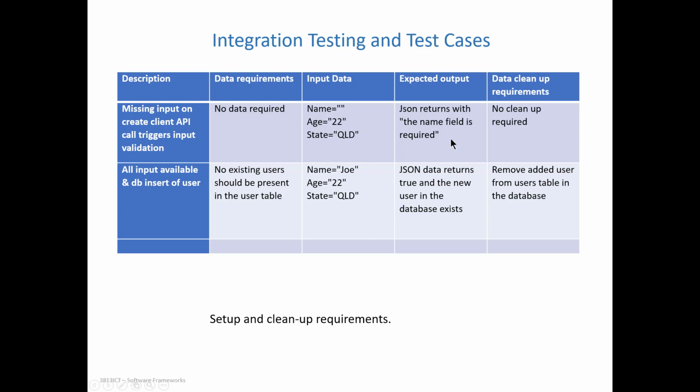Here we just have some examples of integration tests and their test cases. If we're missing an input on the client create API, it should then trigger some input validation. Data requirements: we had no data required. Input data: we needed a name, an age, and a state. Expected output was a JSON, which should return the name field. The data cleanup requirements: no cleanup required.